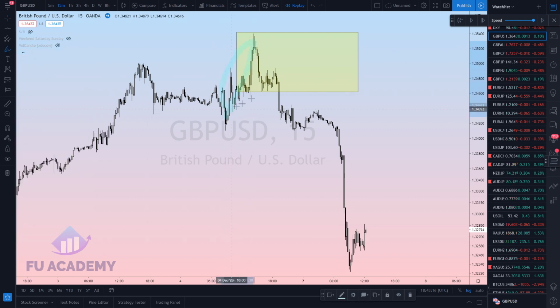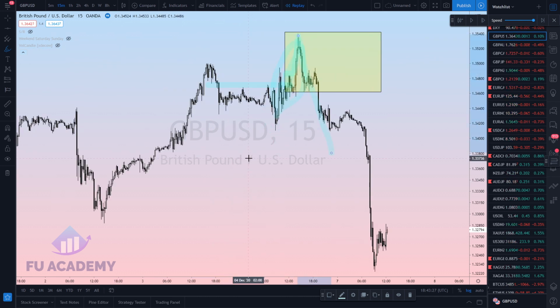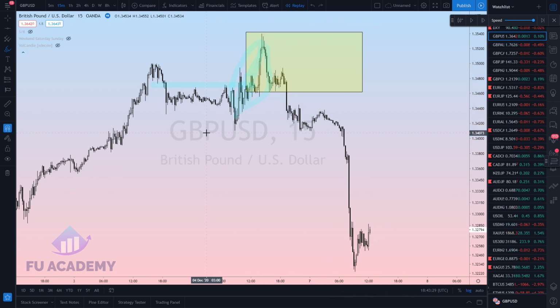all this area here is my manipulation phase, because I manipulated people to get in on the buys. Okay, manipulated all these breakout traders to buy here on this breakout, but they would have bought and then it comes down and slaps them and goes in the opposite direction. That's what happens in the market.